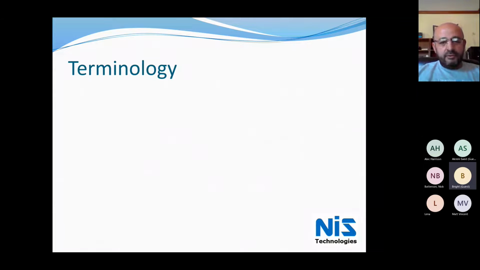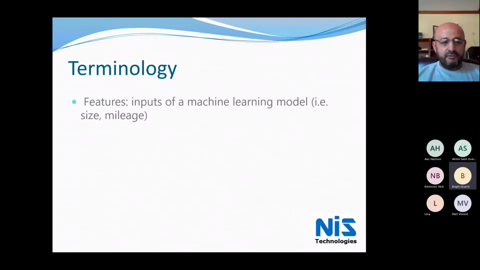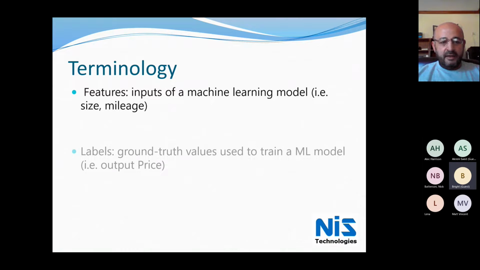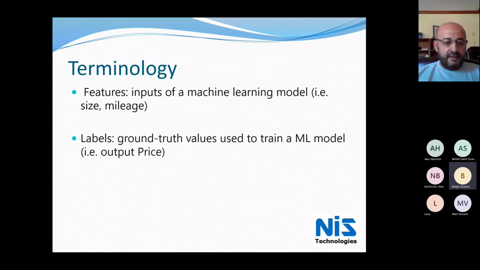Before we get into an actual demo, we need to cover the basics of the terminology. First and foremost, a feature is what's considered an input for the machine learning model. A feature could be the square footage or size of a home, or the mileage of a vehicle where we're trying to predict the price of it. On the other side of that are the label, which is the value that is going to be predicted, or the output price.